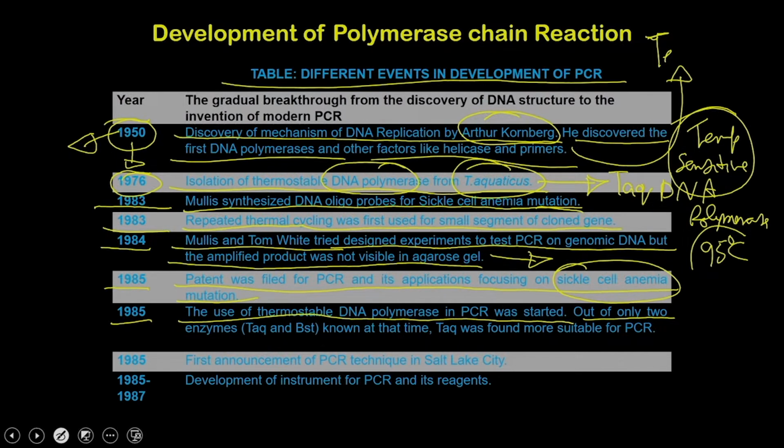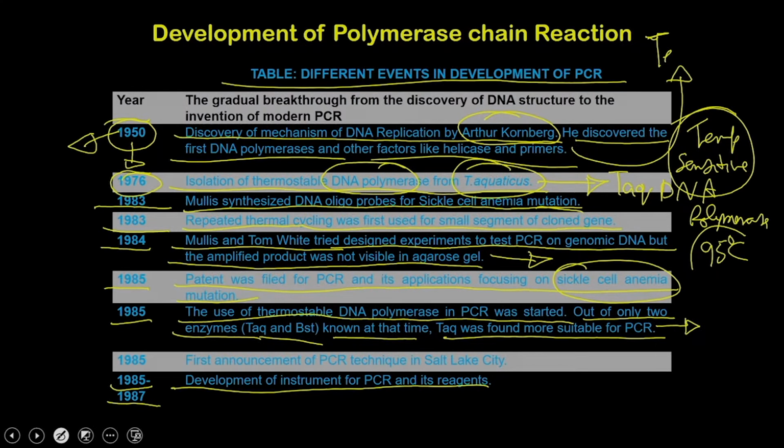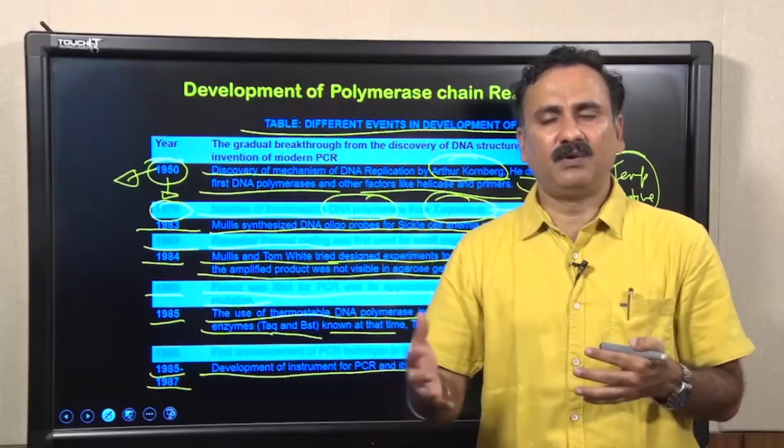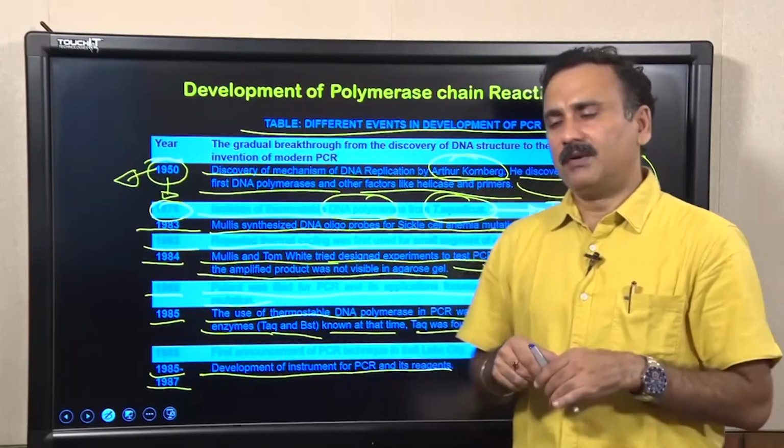Of the only two enzymes known at the time, Taq DNA polymerase was found more suitable for PCR. And from 1985 to 1987, people discovered a lot about different types of instruments, so there were many discoveries and developments later on with the help of instrumentation.